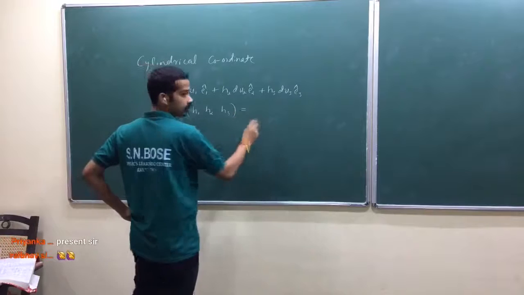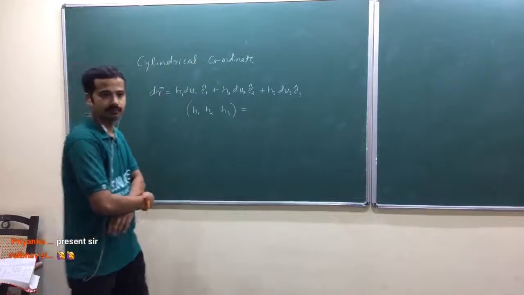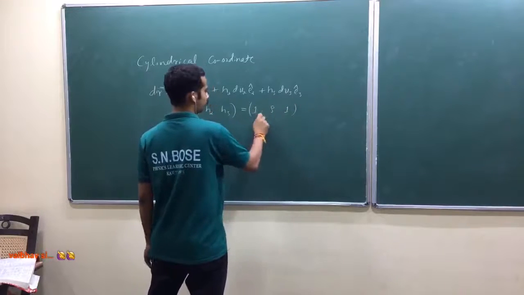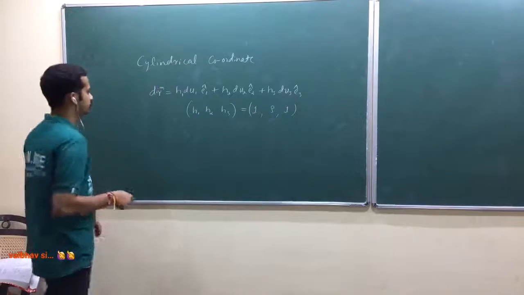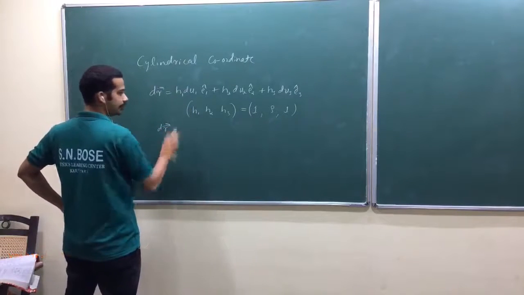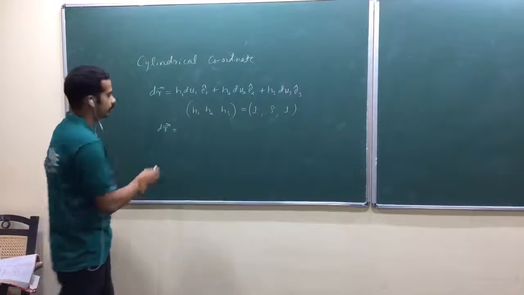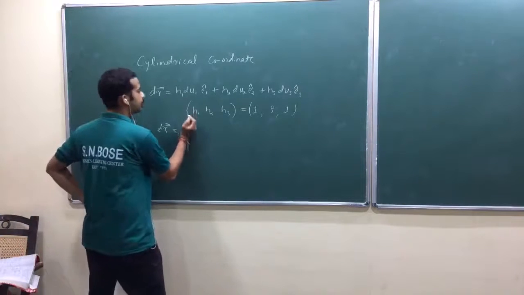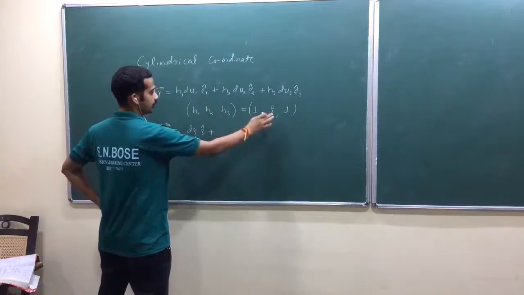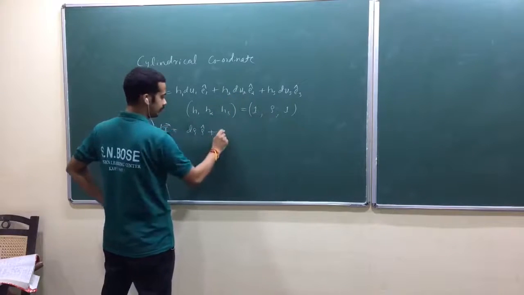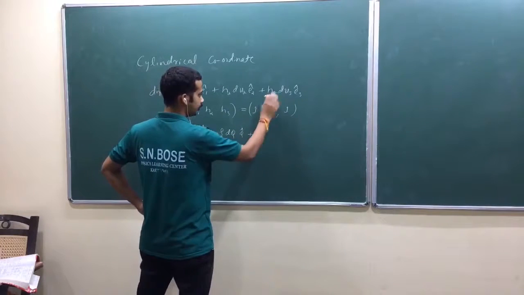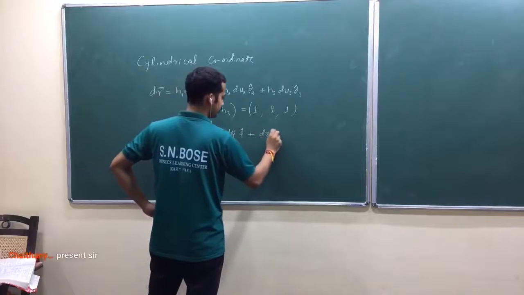In case of cylindrical coordinates, h1 is 1, h2 is rho, and h3 is 1, am I right? So dr would be, since u1 means the first coordinate was rho, d rho into rho cap plus rho d phi into phi cap plus dz into z cap.